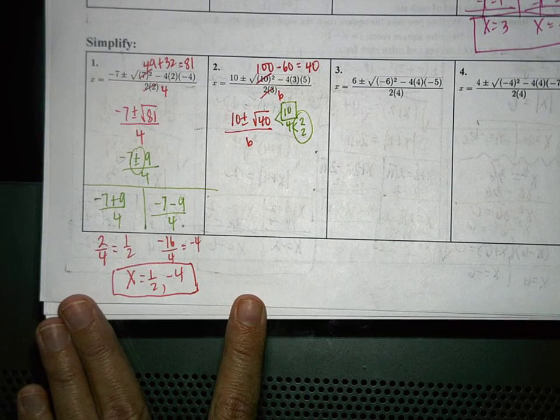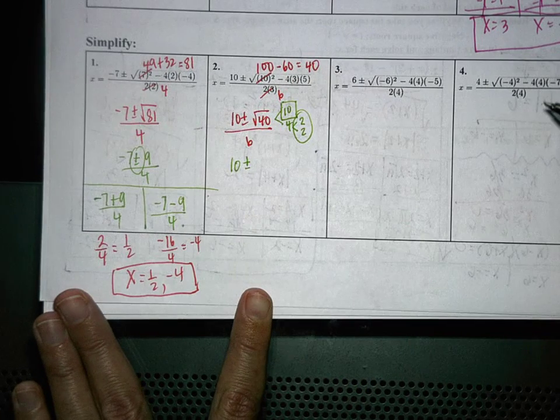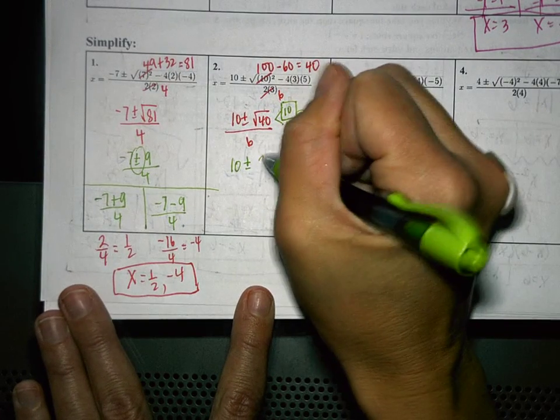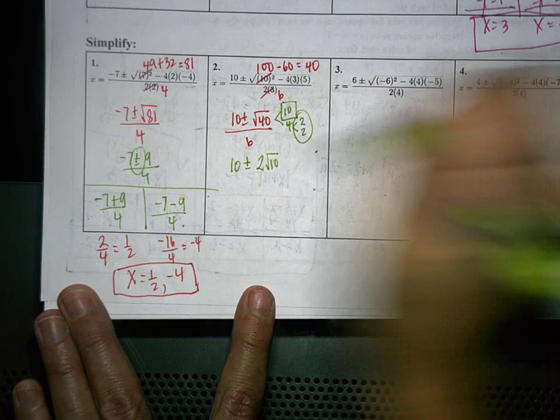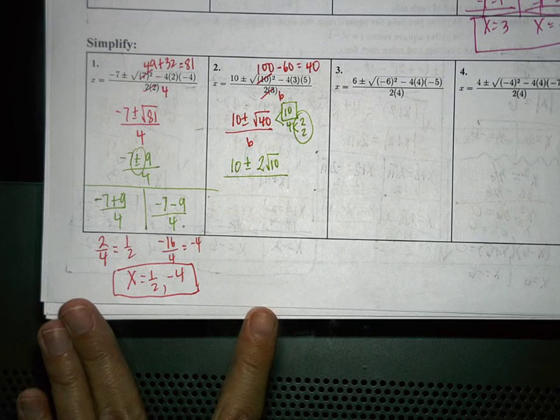Okay? So when I rewrite this out now, I have 10 plus or minus what? 2 root 10. So 10 didn't have the pair. So 10, that's boxed, stays in the square root box. Okay? Over 6.